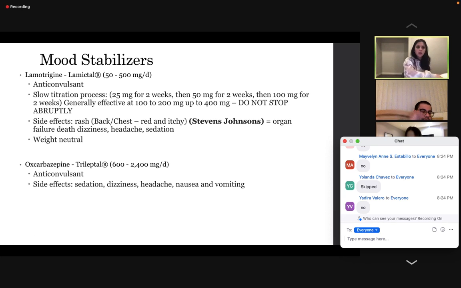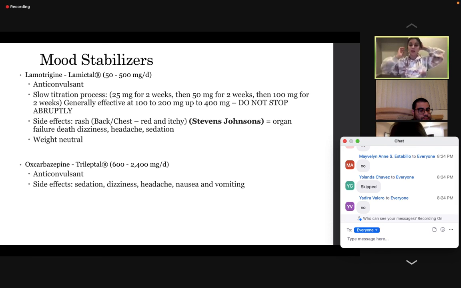Okay, so now we have Lamictal, lamotrigine. It's an anticonvulsant used for bipolar disorder. This one you don't want to stop. You don't want to stop any of them abruptly, but because it's shorter in life, you want to slowly titrate it. Do not stop abruptly. If you do, you get Stevens-Johnson syndrome, which basically is a rash, red, itchy.